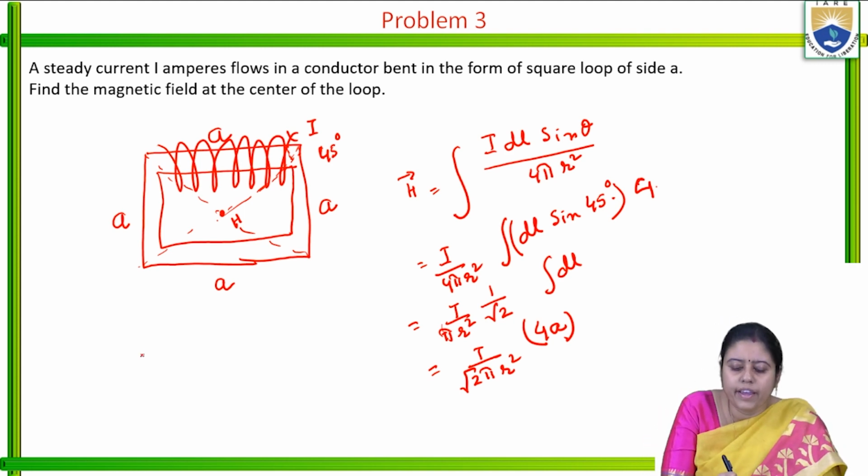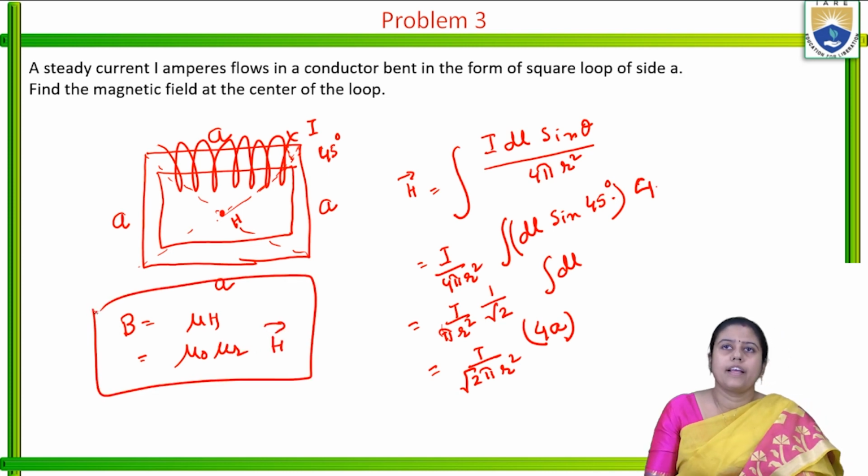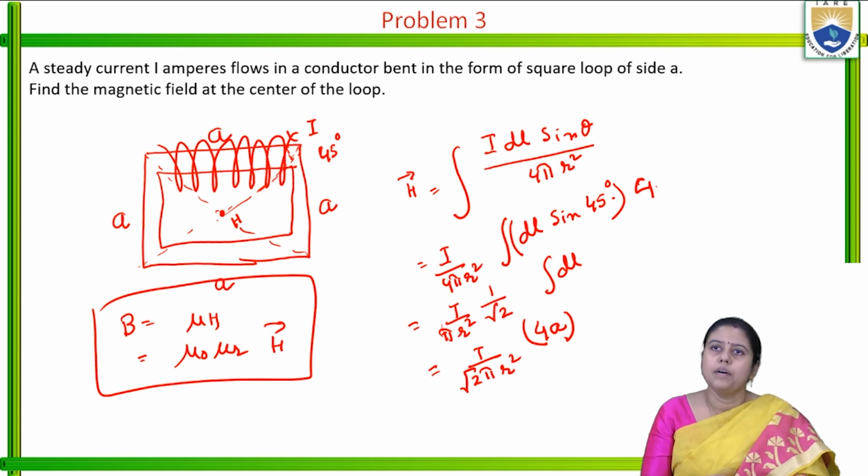And what is B again? B is equal to mu H. So mu value we don't know. Mu value is mu naught mu R into H. So if we put the value, we can calculate the value of the B.